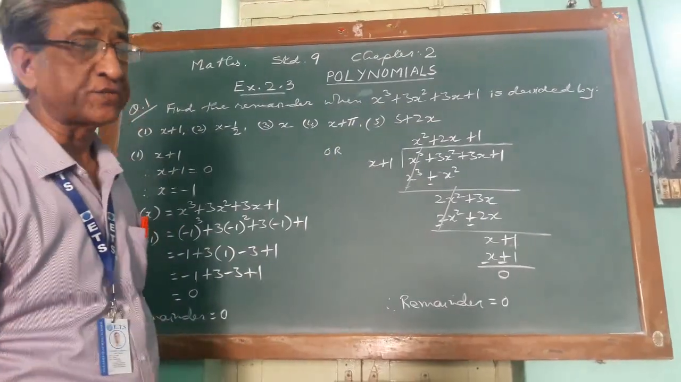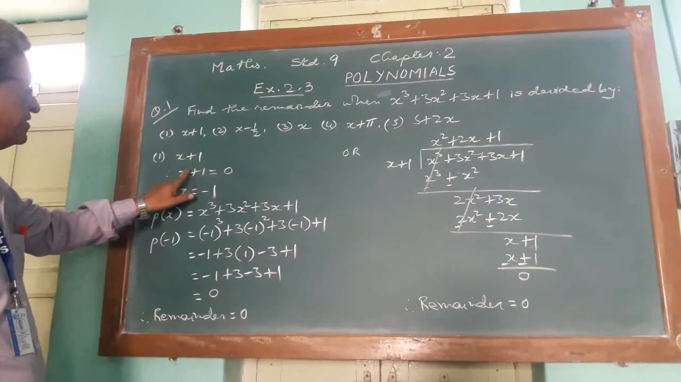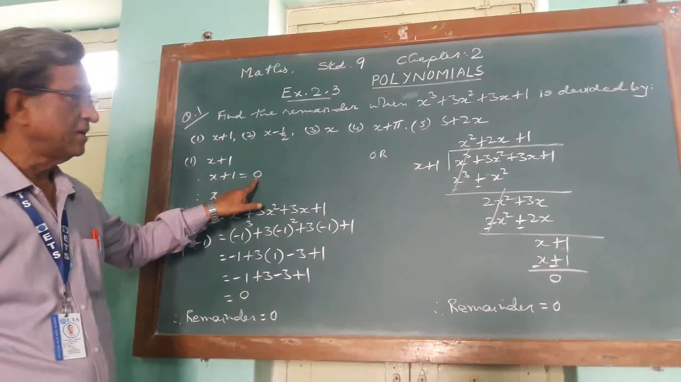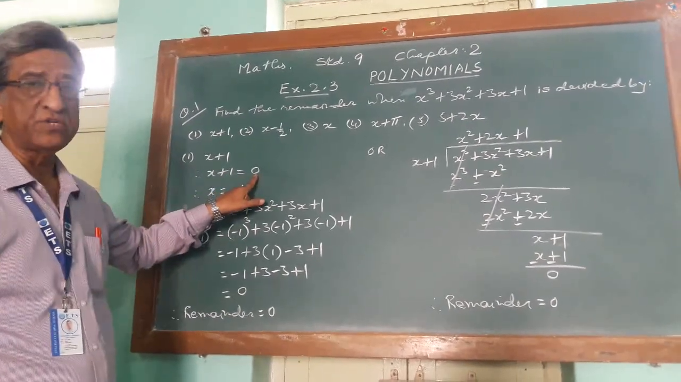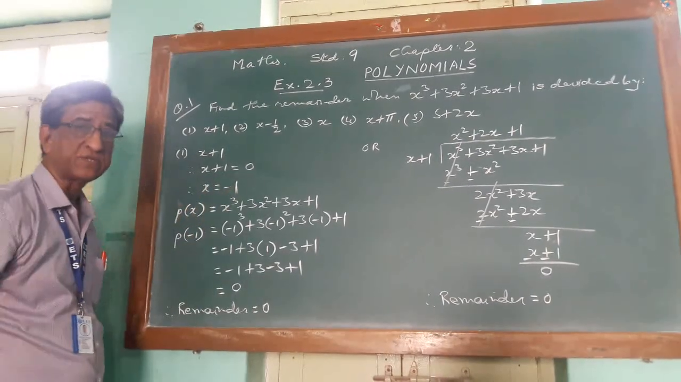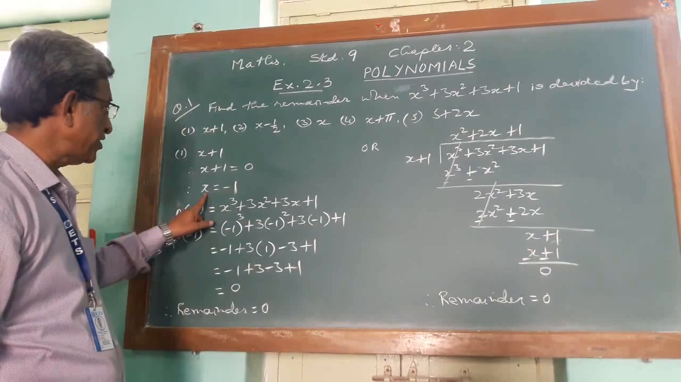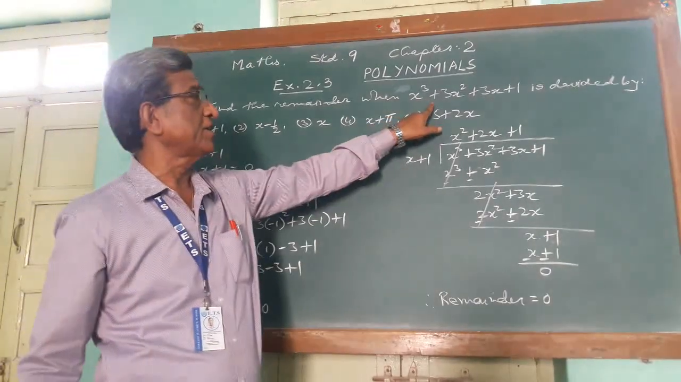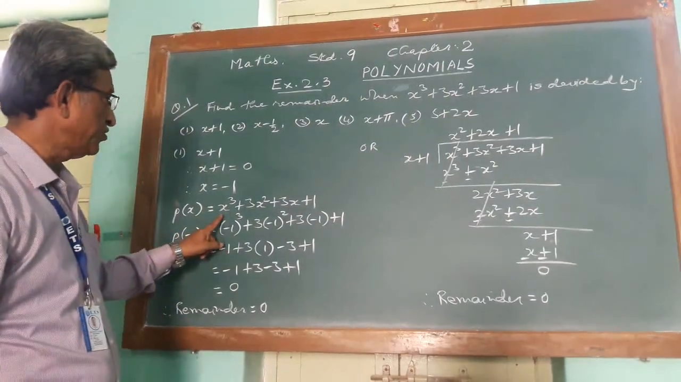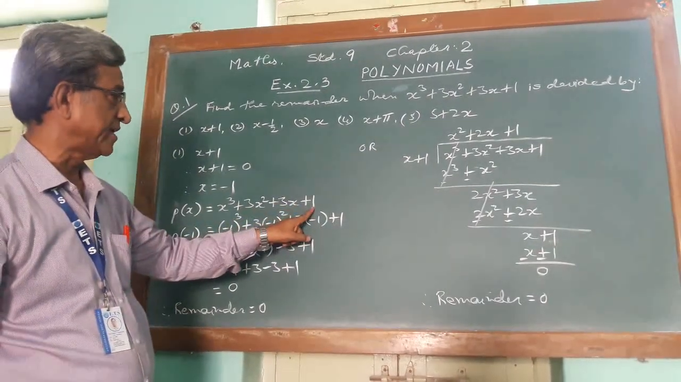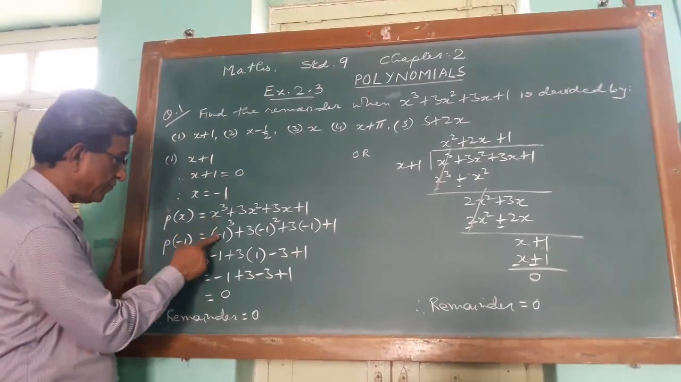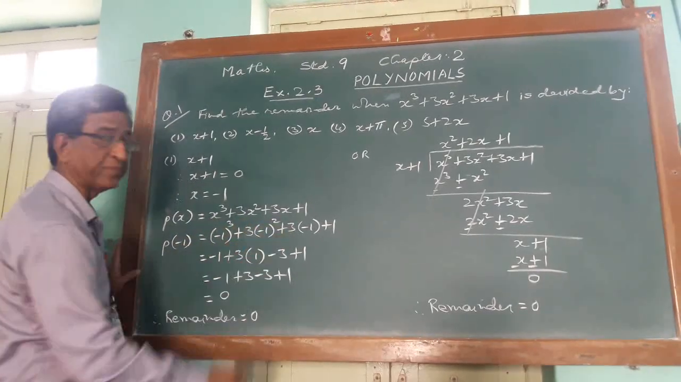Now we will take the first case. x plus 1. Let x plus 1 equal to 0. As it is a factor, we have to write x plus 1 equal to 0. So if you take 1 on the other side, you will get x equal to minus 1. Now substitute x equal to minus 1 in the given polynomial. The given polynomial is x cube plus 3x square plus 3x plus 1. Now substitute minus 1 in place of x. Wherever you find x, write down minus 1. Then simplify.